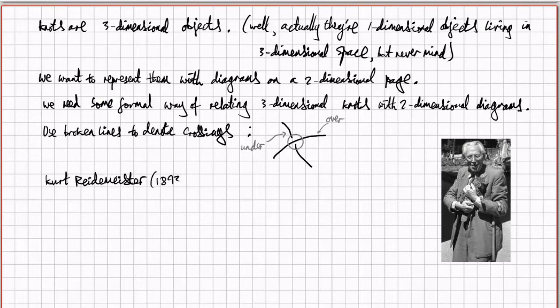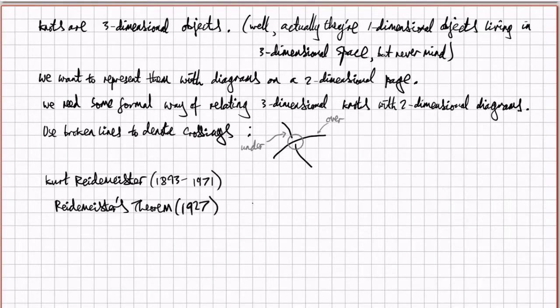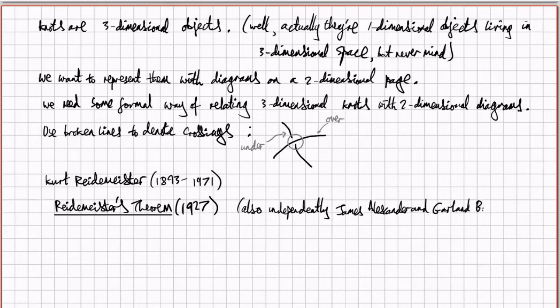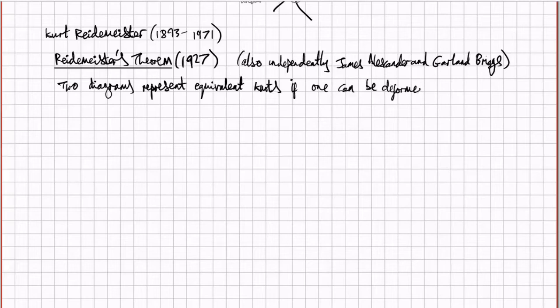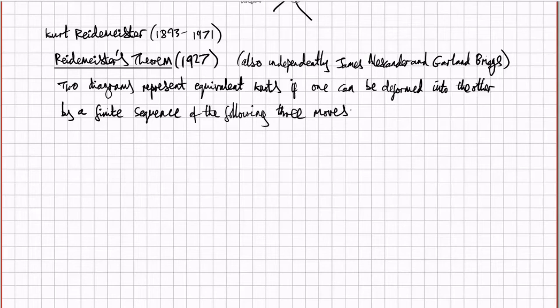So this was all made formal, this was all made precise in the late 1920s by a German mathematician called Kurt Reidemeister in something that we now know as Reidemeister's theorem, although actually it was independently proved by two American mathematicians, James Alexander and Garland Briggs, around about the same time. So what Reidemeister's theorem says is that if we have two diagrams, they represent equivalent knots if one can be deformed into the other by a finite sequence of what are called Reidemeister moves.